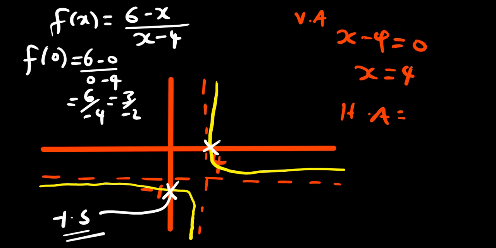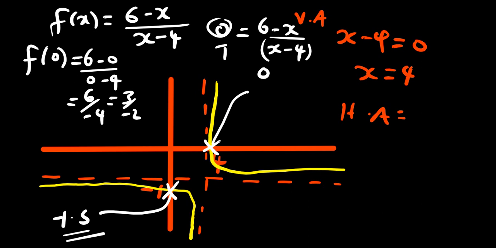Okay, now let's find this other point. On the x-axis, y is equal to 0. So I'm going to say 0 is equal to 6 minus x over x minus 4. When I cross multiply, this multiplied by 0 will just be 0. So 0 is equal to 6 minus x. When I take the 6 to the other side, it will be negative 6 is equal to negative x. So x will just be equal to 6. So the point where the graph is cutting the x-axis will be (6, 0). So that's how you solve these graphs, and everything follows, very simple like that.